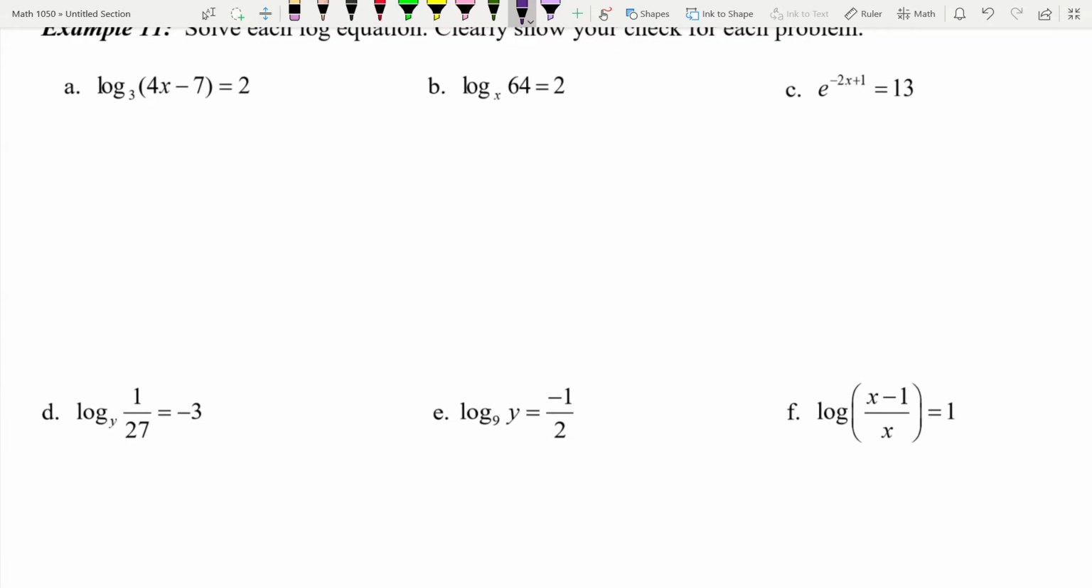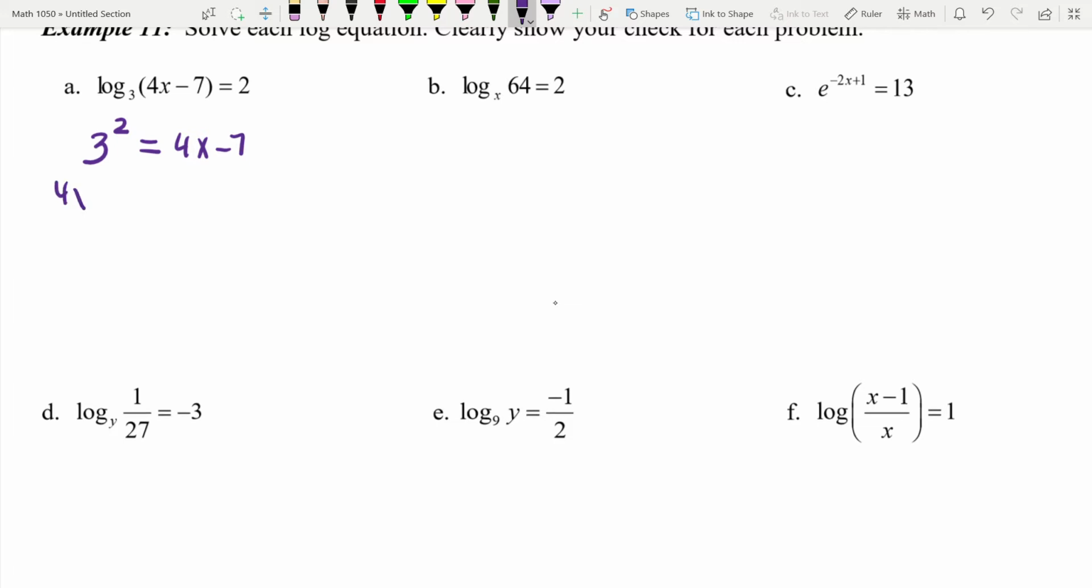Now, everybody in the room better know the answer to this question. Are we stuck? Yes, we are. The 3 and the 4 and the x and the 7 are all part of the log. You do not divide by 3. You do not divide by 4. You do not add 7. You convert it. So you go 3 to the other side, which is a 2, is equal to 4x minus 7.